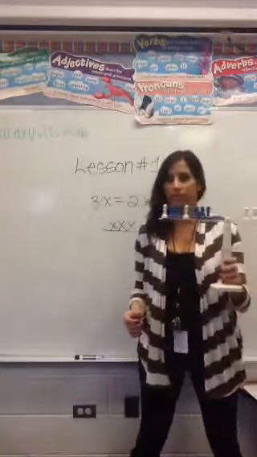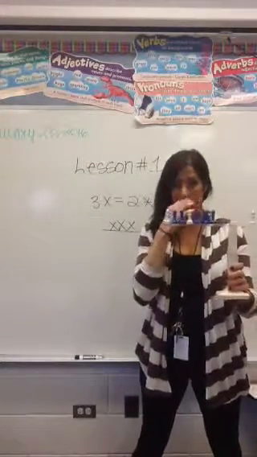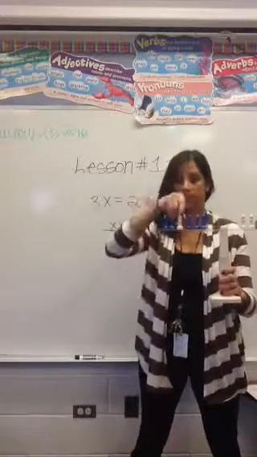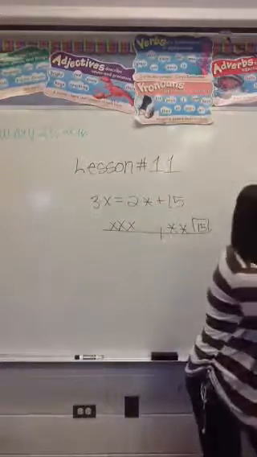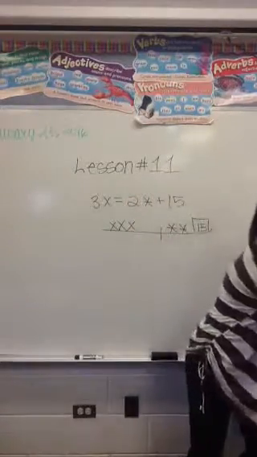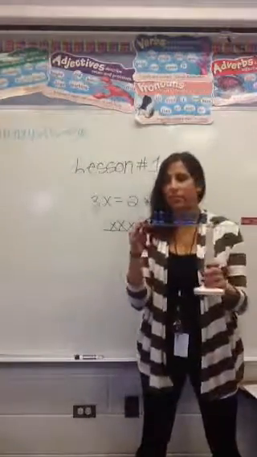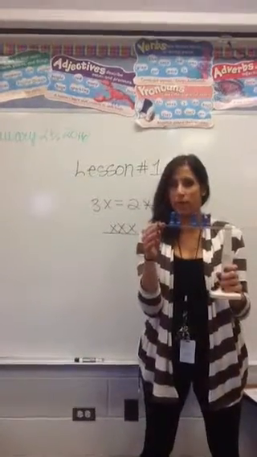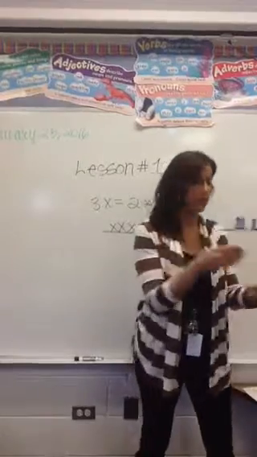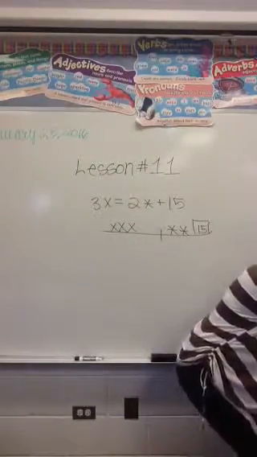Okay, now what can we do? Natalie? Take away 2 stars from each side. Good. So now we can take away 2 stars from each side. And now we're left with 5x equals 15. So x is equal to what? 3. And star equals? Negative 3.